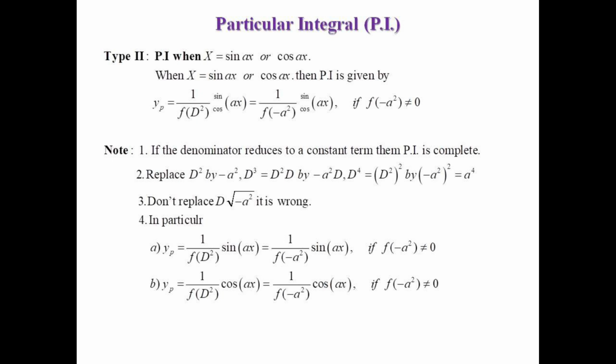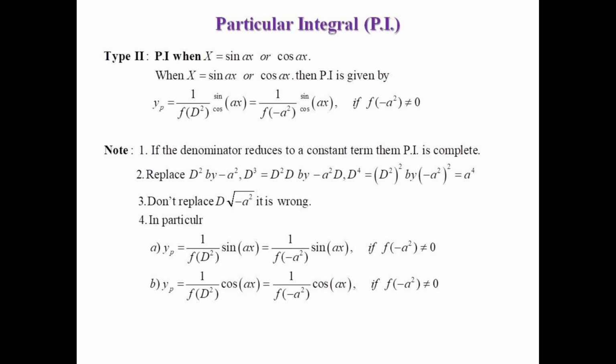How to solve the linear differential equation with constant coefficients when the value of capital X, that means the right hand side term, is a trigonometric function which is either sin of ax or cos of ax. In this type, the particular integral is given by 1 upon f of D square, sin or cos ax, equal to 1 upon f of minus a square into sin or cos ax. This happens if the value of f of minus a square is not equal to 0.